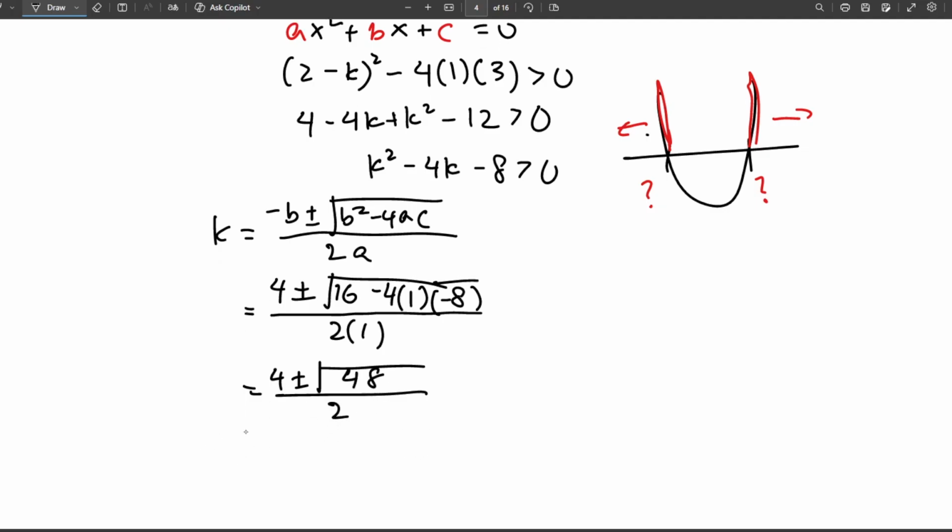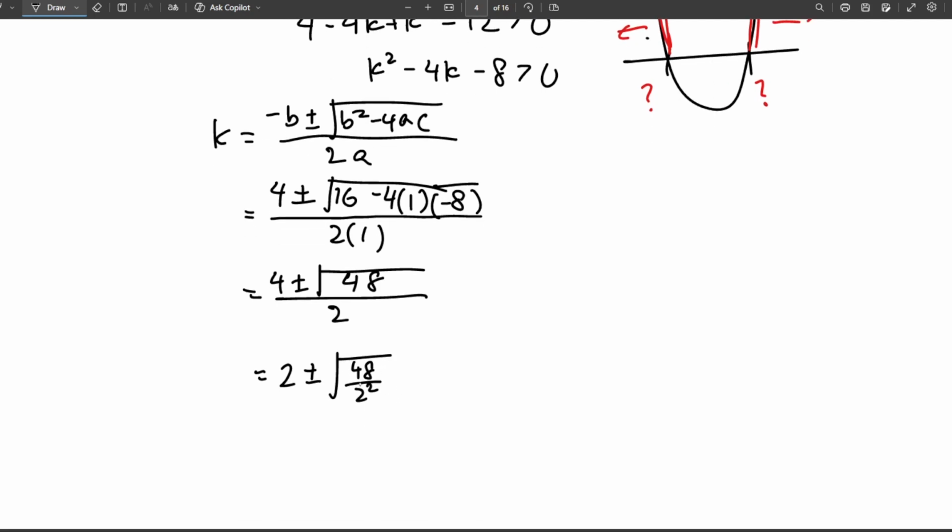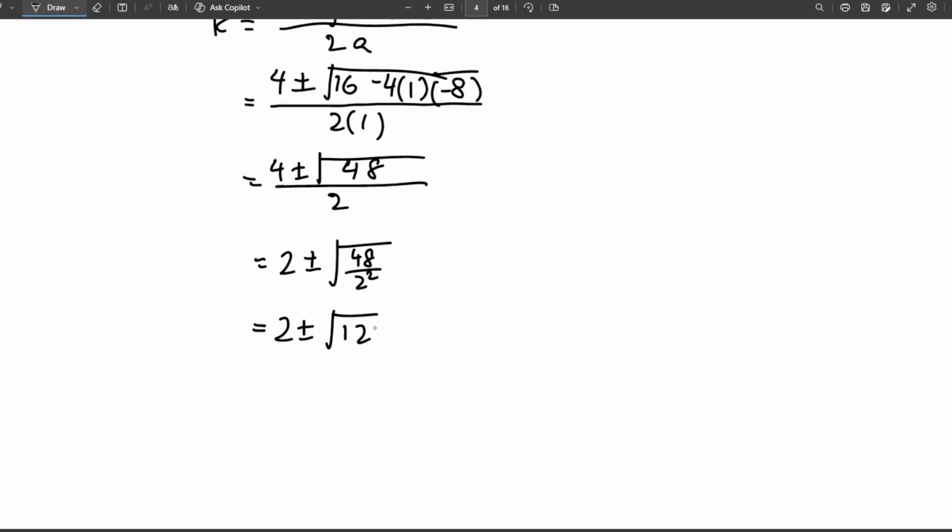Okay, so 4 divided by 2 I can just take as 4 plus minus, and for this, dividing by 2 inside the square root means I need to square it. So 48 divided by 2 squared, which is 48 divided by 4, 12, right? And 12, what I can do is split into 4 times 3. And 4 is 2 squared. So the 2, I can take it out of the square root. So 2 square root 3, like that.